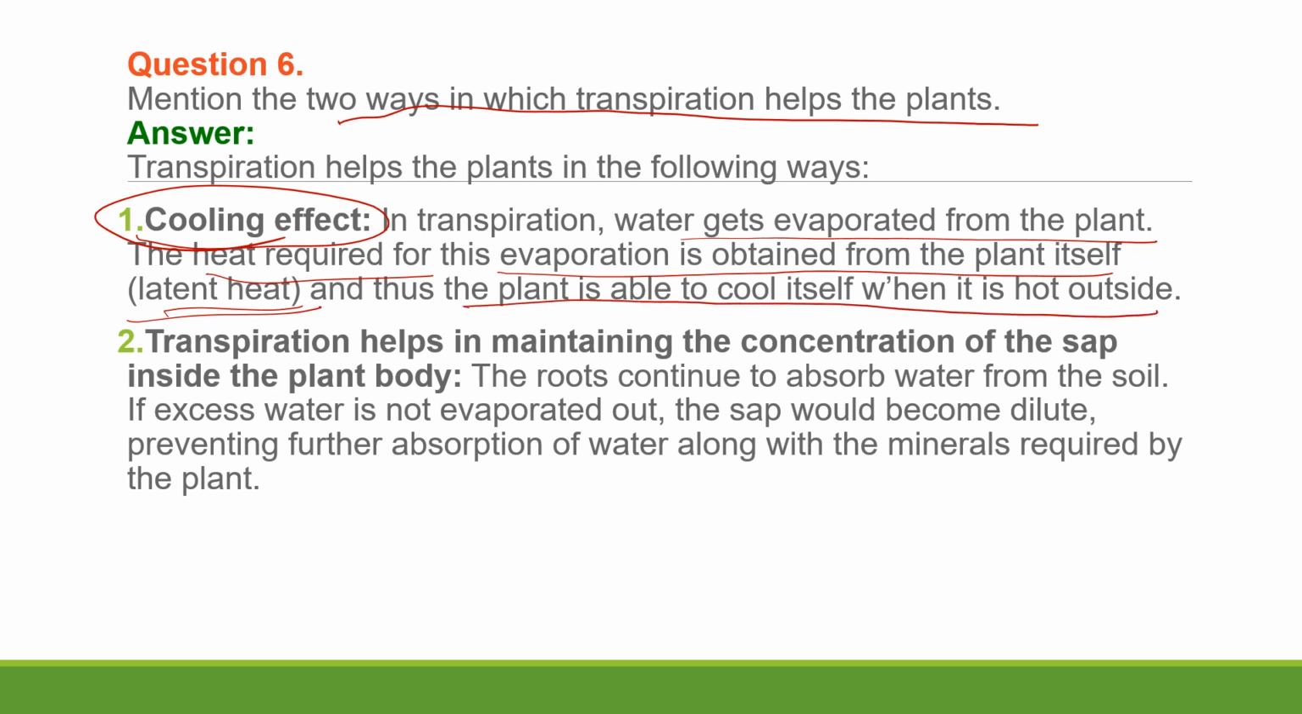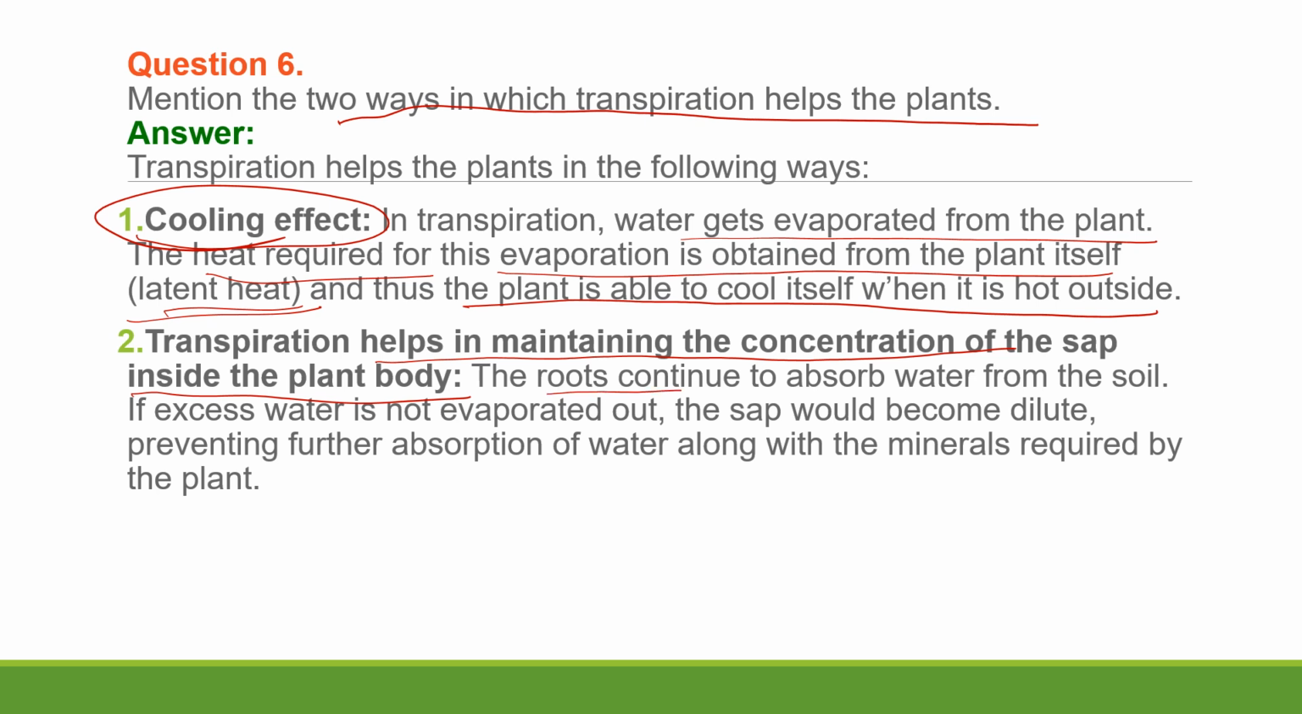So when there is scorching heat outside, they have this cooling effect through transpiration. This is similar to when you are sweating in summer and sitting under a fan, you will have a cooling effect and your body will cool down. Same in plants, they also have a cooling effect, right? Transpiration also helps in maintaining the concentration of cell sap inside the body. This is another main way transpiration helps the plant.